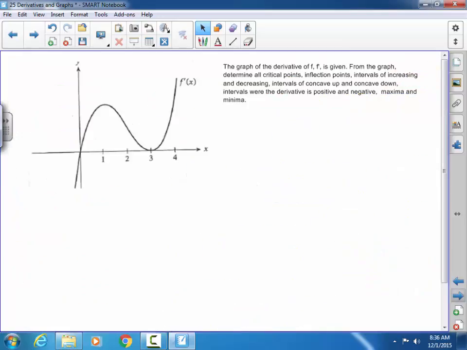Let's take another one. Here's f prime. Same directions as before. I want to give you about 5 minutes or so, maybe talk with a neighbor if you want to, and see if you can determine all of that information. Where are the critical points? Where are the inflection points? Where is the function increasing and decreasing? Where is the function concave up, concave down? Where is the derivative positive and negative? And where are the maxima and minima? So I'm going to give you 5 or so minutes to see if you can figure that out and come up with some answers there.